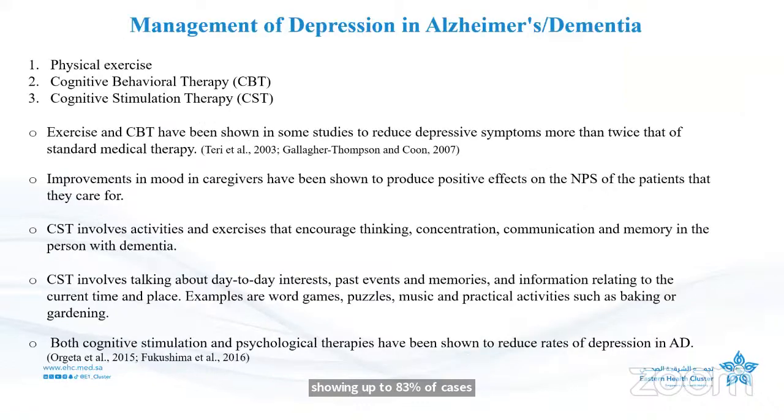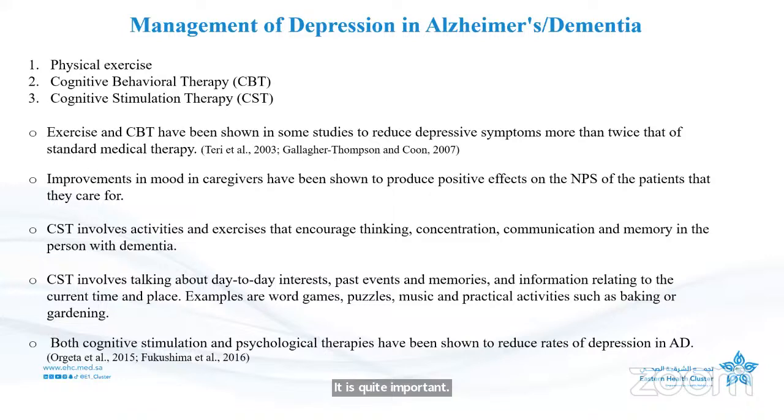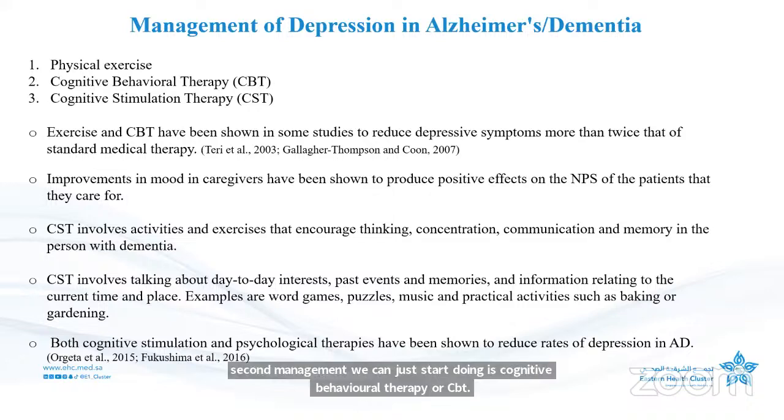Management of depression in Alzheimer's or dementia. One of the main things we'd like to focus on and start to encourage our patients to do is physical exercise. As simple as it sounds, it is quite important. The second management we can start doing is cognitive behavioral therapy, or CBT. Also, cognitive stimulation therapy, CST.